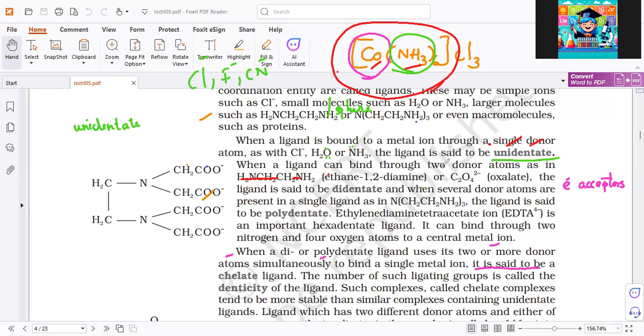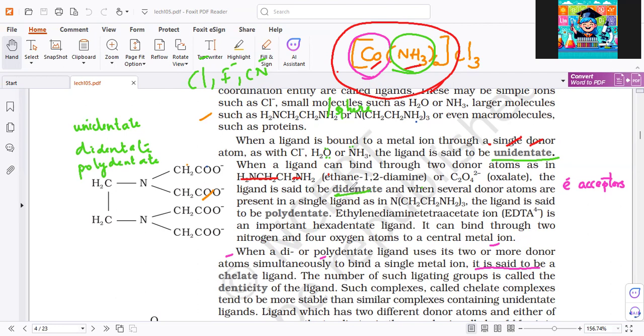And if the ligand can bind through two donor atoms, it is called didentate. So unidentate is there, didentate is there, and if the ligand can bind to the metal atom through many atoms, such a ligand is known as polydentate. So the number of atoms connected to the metal atom in a single ligand is the basis of this categorization.